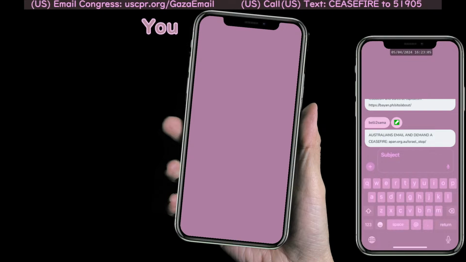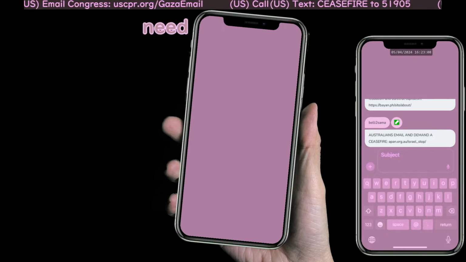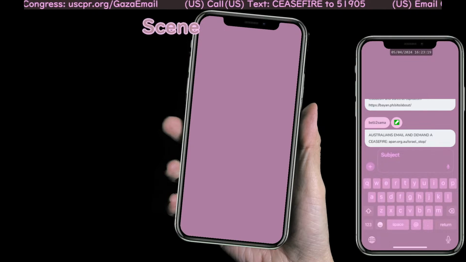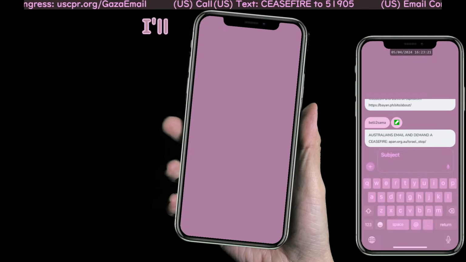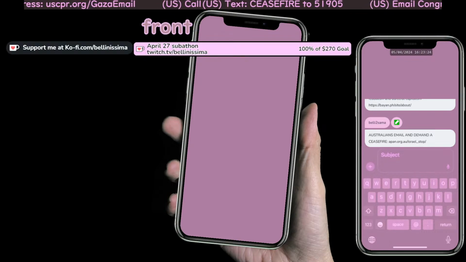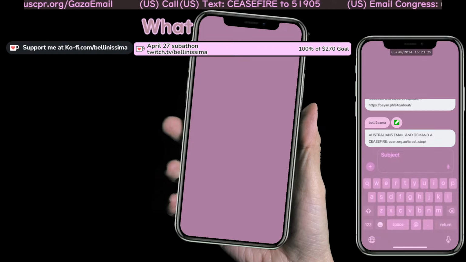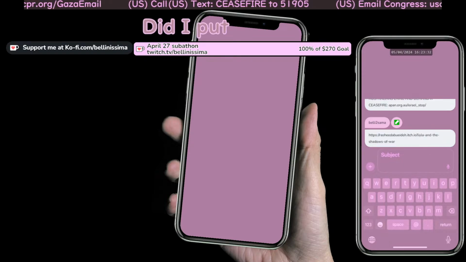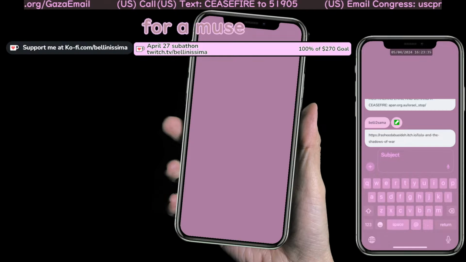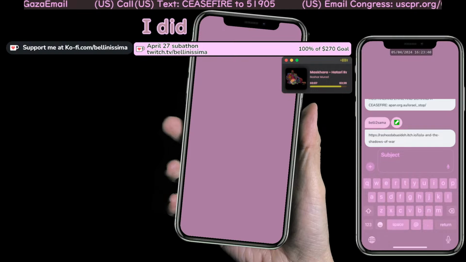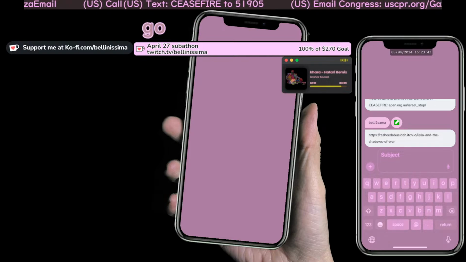Ah, you can't see Amuse on here though. Wait, do I need to put that scene? Sources. Scene. Is it LB front? LB front. There we go. Okay, yeah. Where's Amuse? Did I put a thing for Amuse? Oh, I did. There we go.